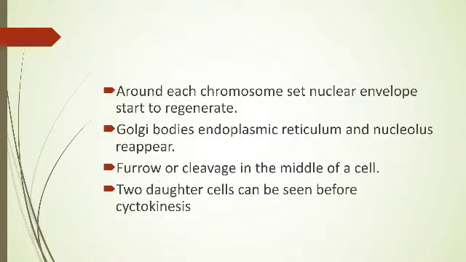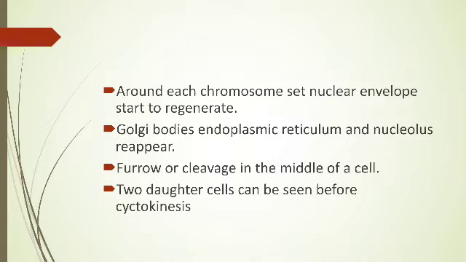Next slide shows us that around each chromosome, the nuclear membrane starts to regenerate. That means around the set of chromosomes at both the ends, the nuclear membrane or the nuclear envelope starts to develop, starts to regenerate. Second point, Golgi bodies, ER and nucleolus, these cell organelles also reappear. They can be seen again in this cell.